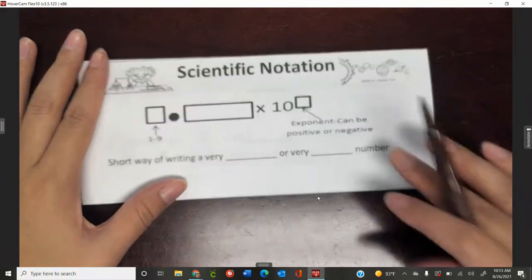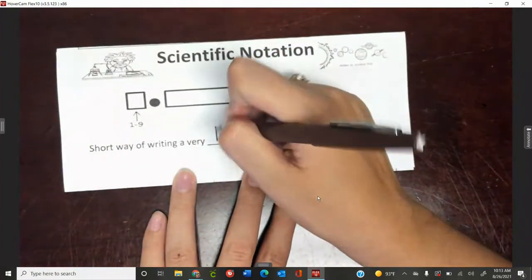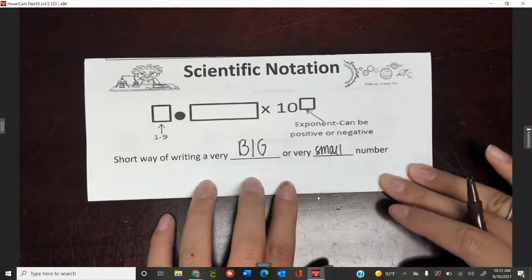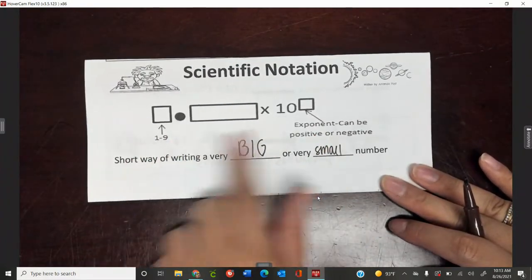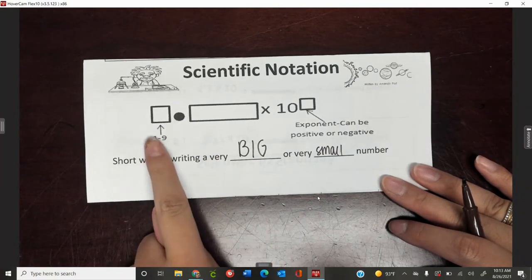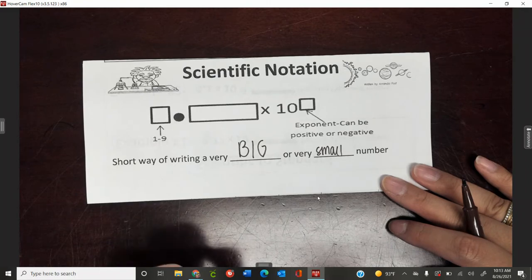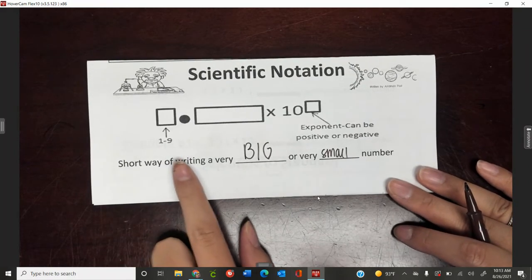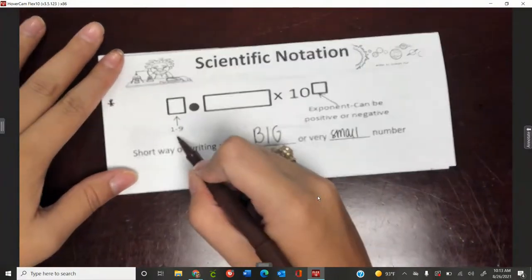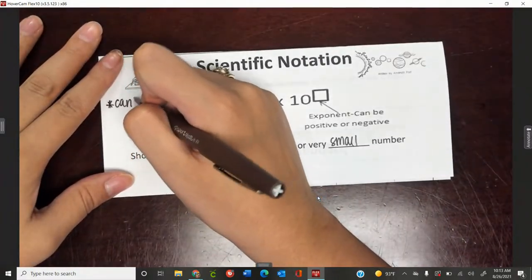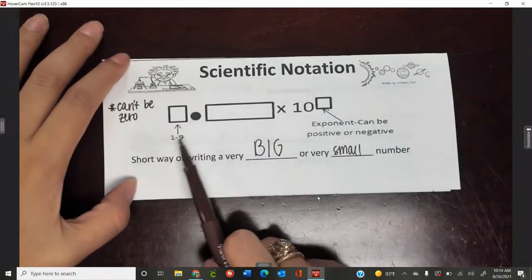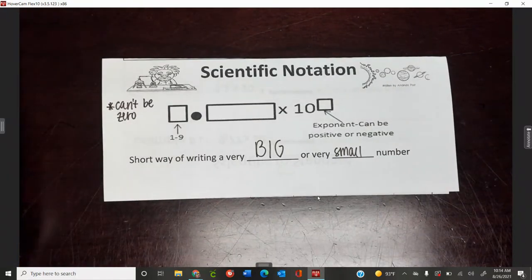Now, scientific notation can be a short way of writing a very big or very small number. So here, this is scientific notation form. Here we have our decimal. There can only be one number in front of your decimal when it is written in scientific notation form, and that number has to be 1 through 9. Notice how 0 is not a number 1 through 9, so the number in front of your decimal can't be 0. And again, notice how the number 1 through 9 is a single digit.